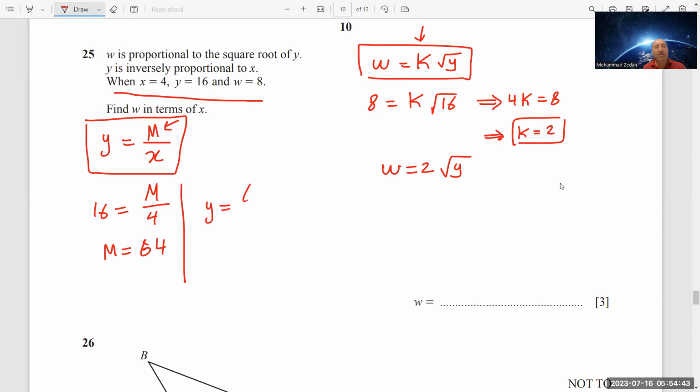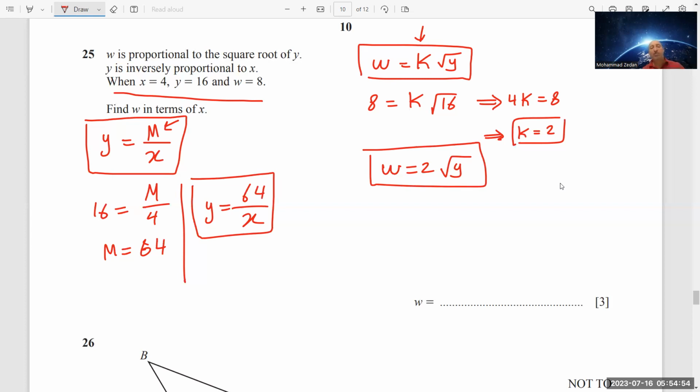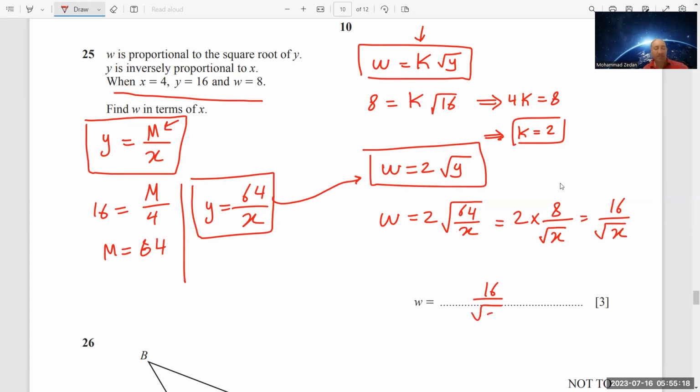It means y equals 64 over x. So I have now two equations, w in terms of y and y in terms of x. The question is to find w in terms of x. It means I want to remove y. So substitute the value of y from the second equation into the first equation. So w equals 2 times the square root of 64 over x. The root of 64 is 8, and the root x I just leave as root x. So the final answer is 2 times 8, which is 16 over the square root of x.